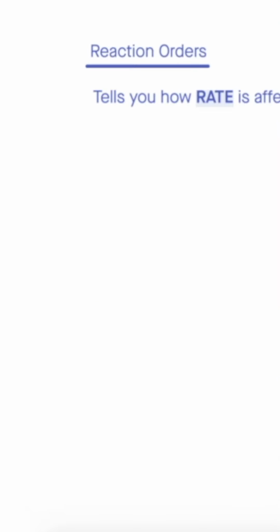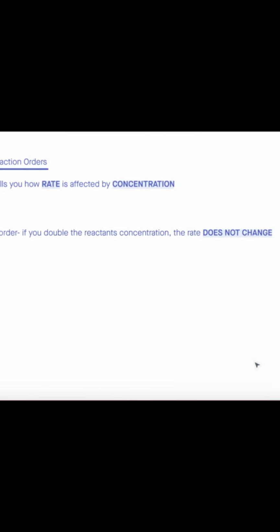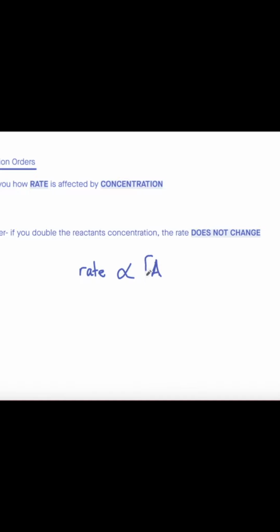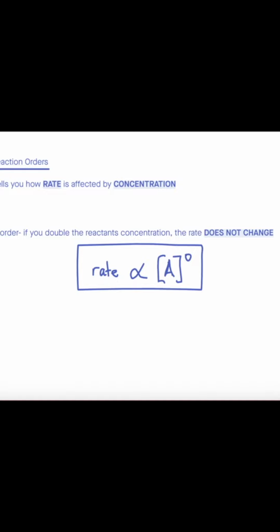The term reaction order tells you how rate is affected by concentration in a reaction. There are different types of orders you can have in a reaction. The first is zero order. If a reaction is zero order and you double the reactant's concentration, then the rate does not change. It stays the same no matter what you do to the concentration. Mathematically, you can say rate is proportional to [A] to the power of 0, or 1, as anything to the power of 0 is always 1.